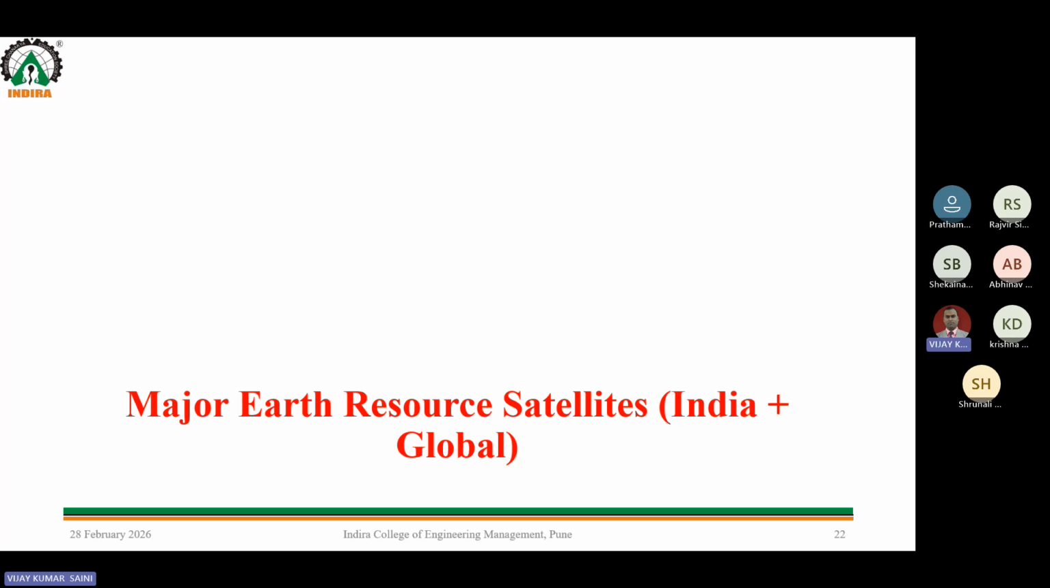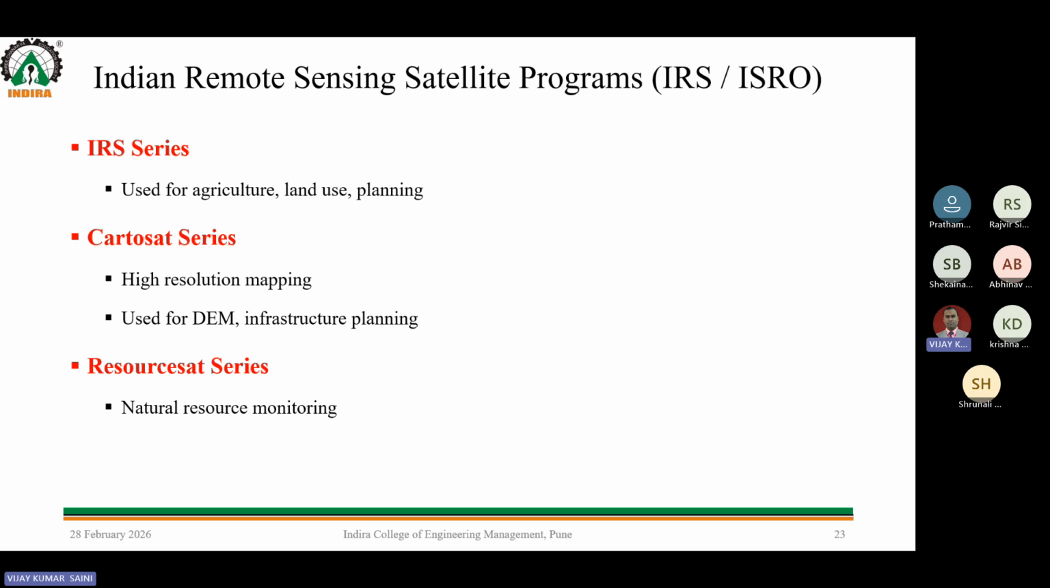Taking the first one, when we say Indian IRS, that is Indian Remote Sensing satellite program. Your ISRO will also come under this. So we have different satellites: IRS, Cartosat series, then we have this Resourcesat series. So they have their own specific use.